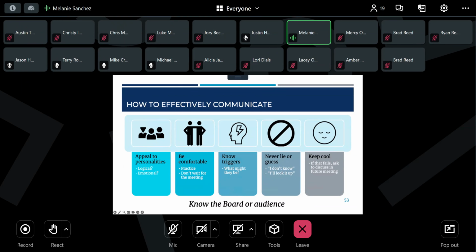Effective communication is more likely to occur when you remain calm and collected. And if you find that a discussion is becoming unproductive or tense, you don't need to be afraid to suggest discussing the matter in a future meeting. It allows you to kind of step back, gain perspective, and approach the issue more constructively.